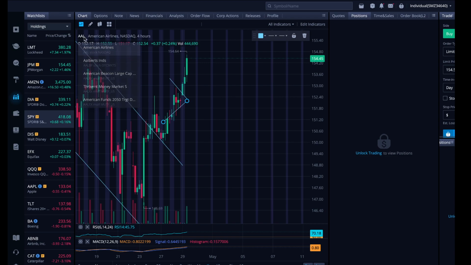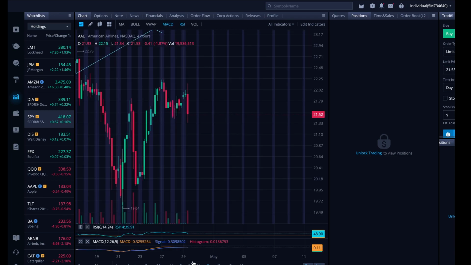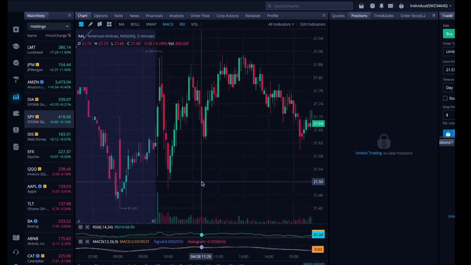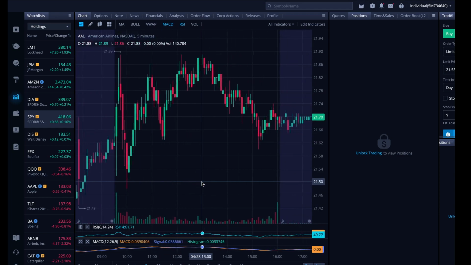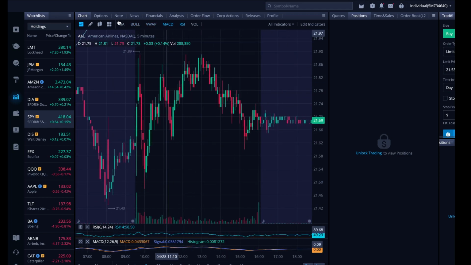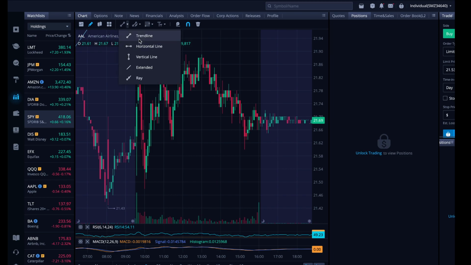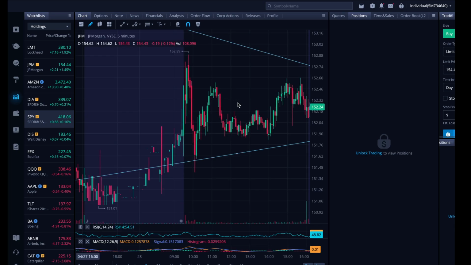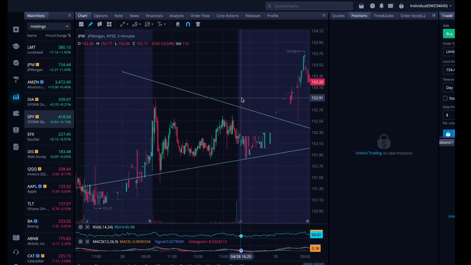So next, let's look into our ascending triangles. So this is actually a great ascending triangle here. Obviously, okay, let me go back to JP Morgan. So obviously we don't have to break above here.